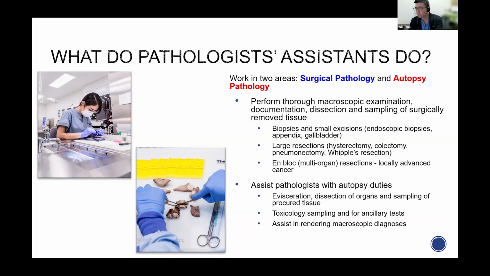And then on the other side, PAs are also very involved in hospital or forensic autopsy duties, which would involve evisceration, dissection of organs, and sampling of procured tissues. We also do sampling of toxicologies for ancillary tests if they're required, and generally assist with any other duties required of us in the autopsy setting, as well as sometimes even rendering macroscopic diagnoses.